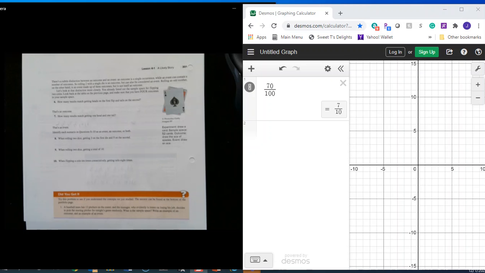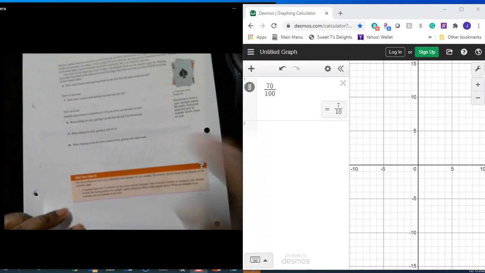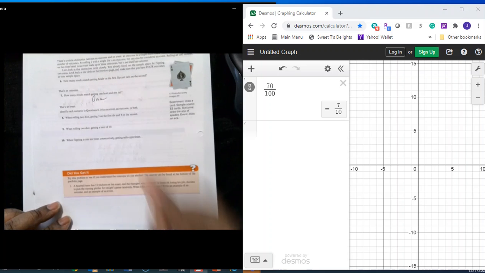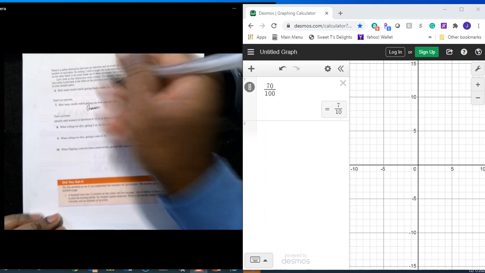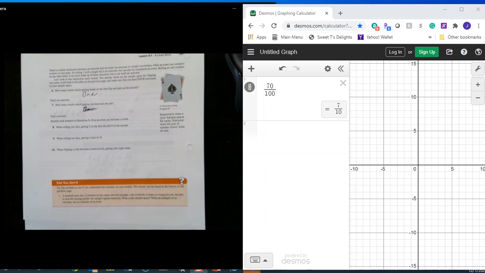You already listed out the sample space for flipping 2 coins. Look back at the table on the previous page and make sure that you have 4 outcomes in your sample space, which we do. It says how many results match getting heads on the first flip and tails on the second. If you look back here, getting heads on the first and tails on the second, it would be 1. Now you could write the number 1. Oh, I wrote it for number 7. You could write the number 1, or you could write out the word one.